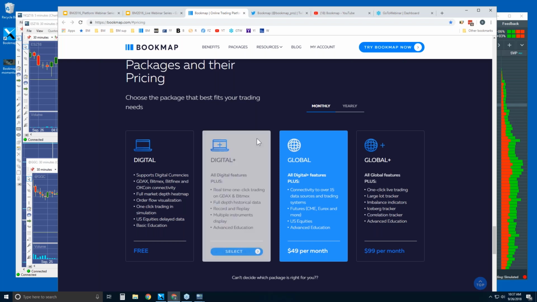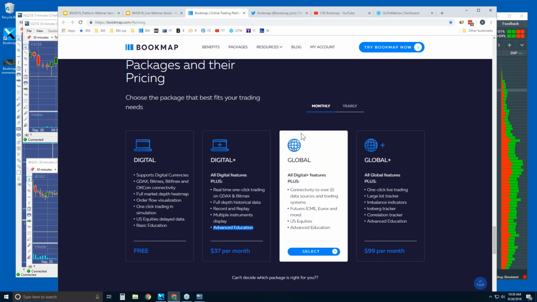All right, so the Digital Plus version, let's go over that. It's again for just digital currencies, but you can trade right from the Bookmap chart into your GDAX or BitMEX account. You can record and replay your data. And since it connects to multiple currency exchanges, you get 20 instruments per exchange, and you get the advanced education and full support.